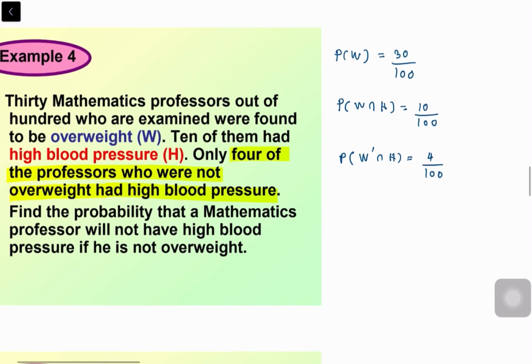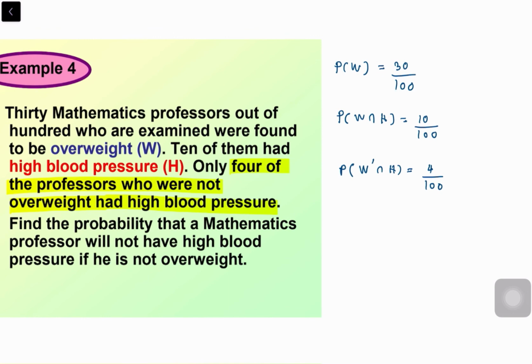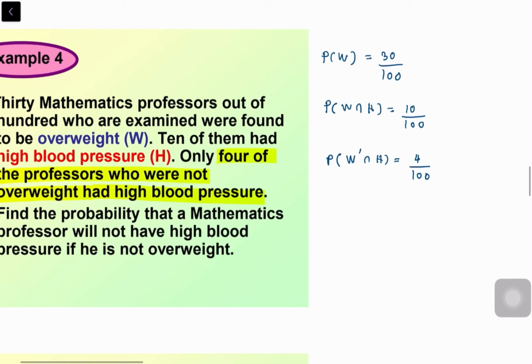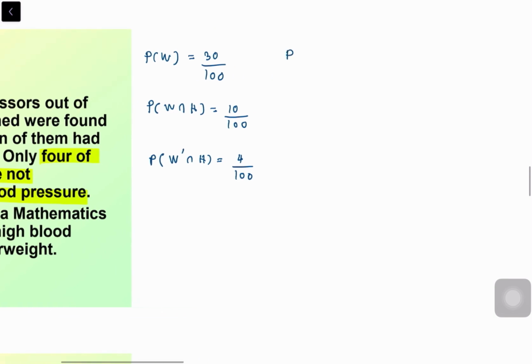So in this question, we are looking for a conditional probability, whereby we are looking for the probability that a mathematics professor will not have high blood pressure if he is not overweight. So this is the statement of a conditional probability. What we're looking for in this case is the probability of H complement given W complement.